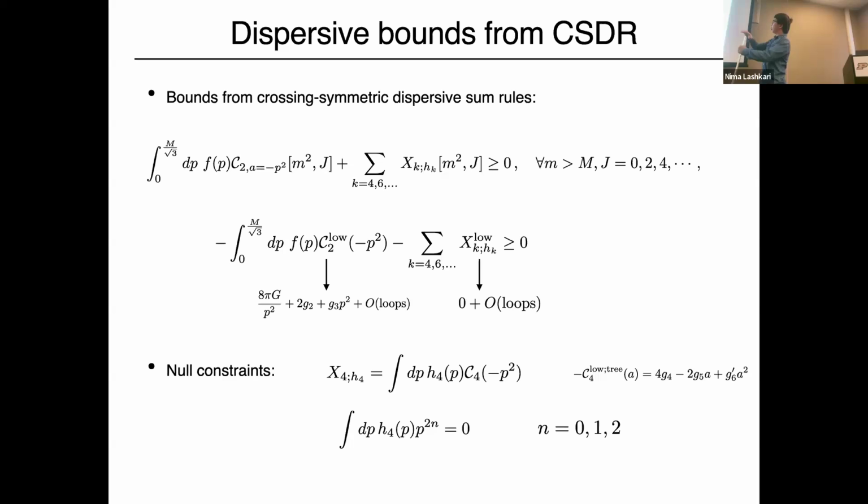So this bracket notation is an integral over m and an infinite sum over j, and you just want the functional acting on it to be positive in the entire region of these intervals. If you are able to find such a functional, then you can show that the low energy part has to satisfy an inequality, and that gives you constraints on G2 and G3.